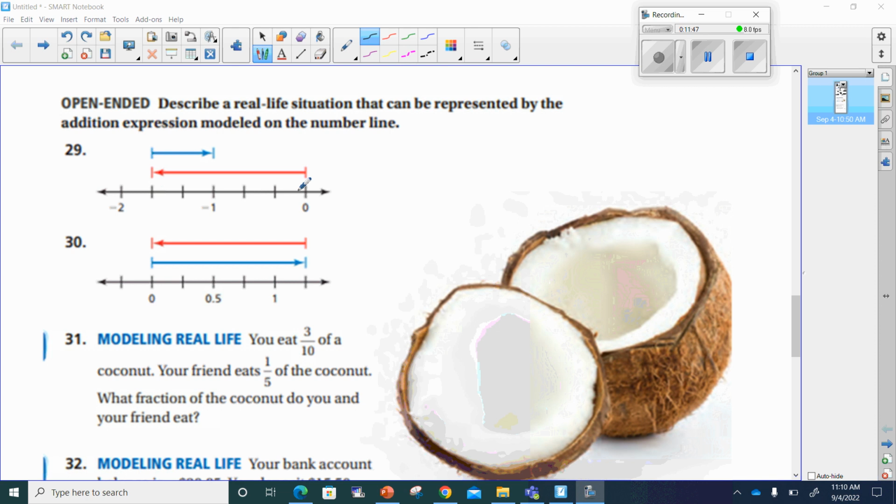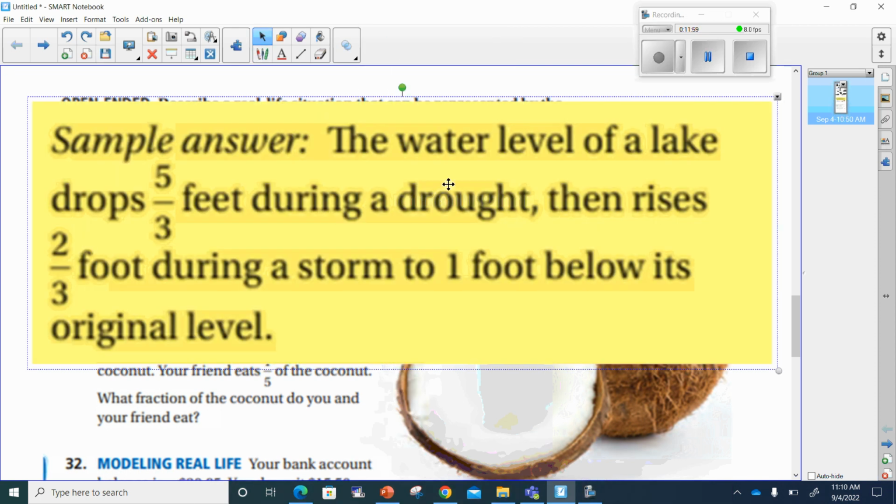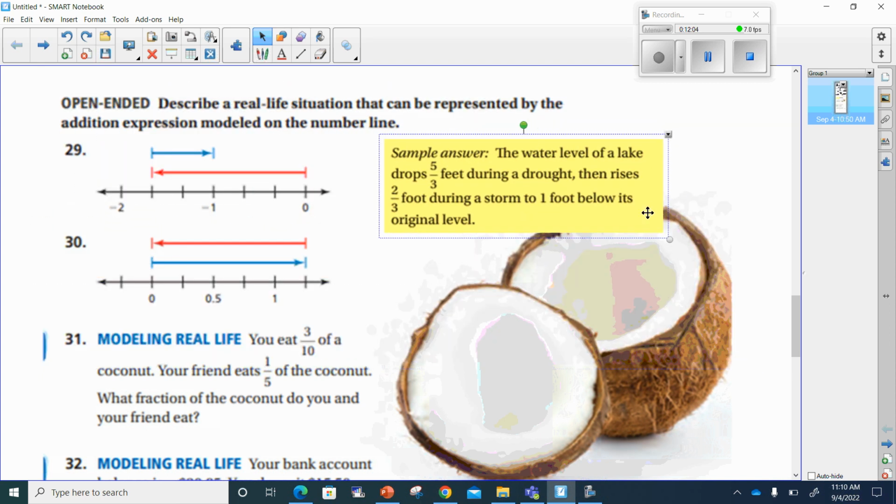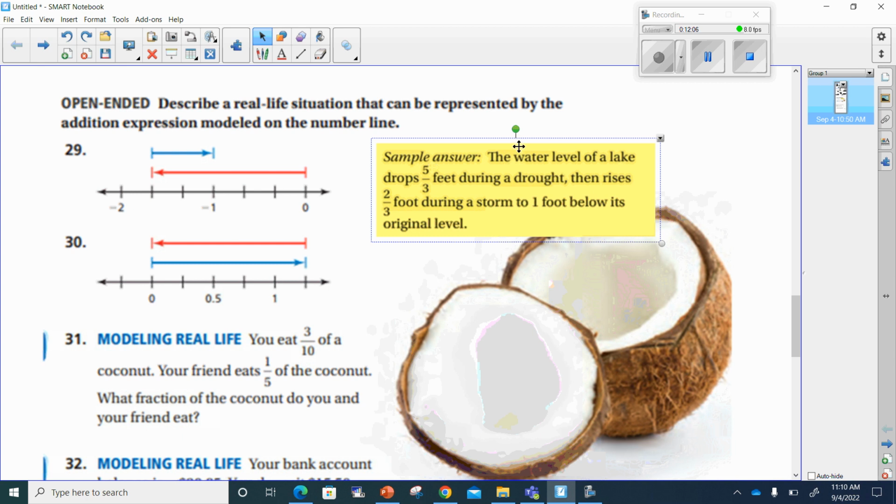So that would tell me this would be 1, 2, 3, 4, 5 thirds, right? And I would be subtracting 2 out of 3. So this is going to give me something like this, and this is just a sample answer. The water level of a lake drops 5/3 feet during a drought. Okay, so the water goes down. Remember, we're subtracting, right? We're going to the left of 0.